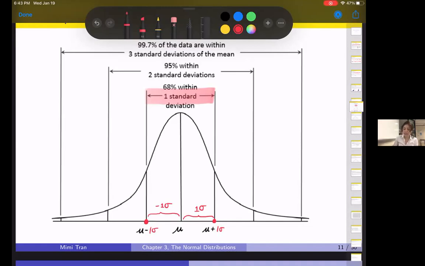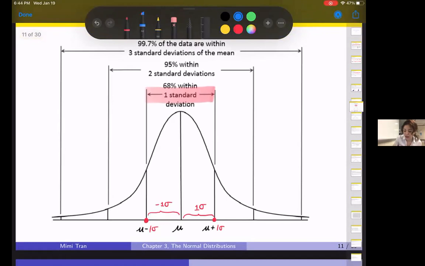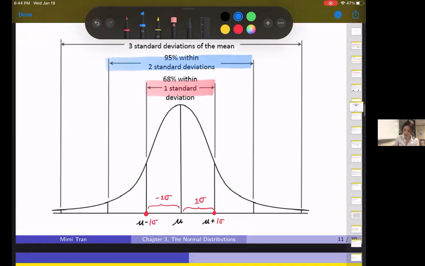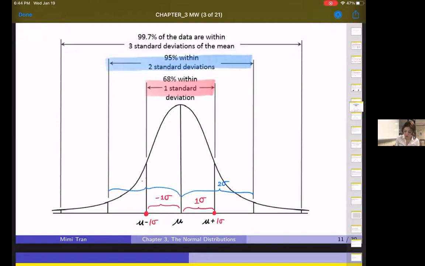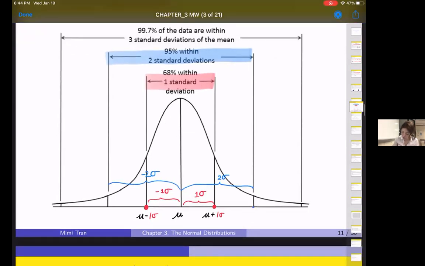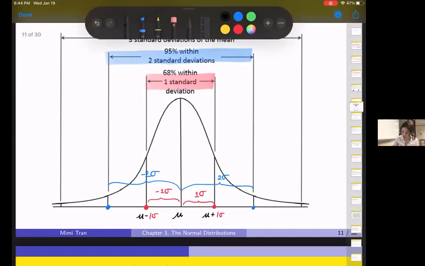And similarly, 95% fall within 2 standard deviations. So 95%, where is it? 95% is from the mean to the second bar right there. So that's 2 sigma, right? And from here to here, that's minus 2 sigma. So this little blue dot there, that distance from the mean is mu plus 2 sigma. And on the left-hand side is mu minus 2 sigma.